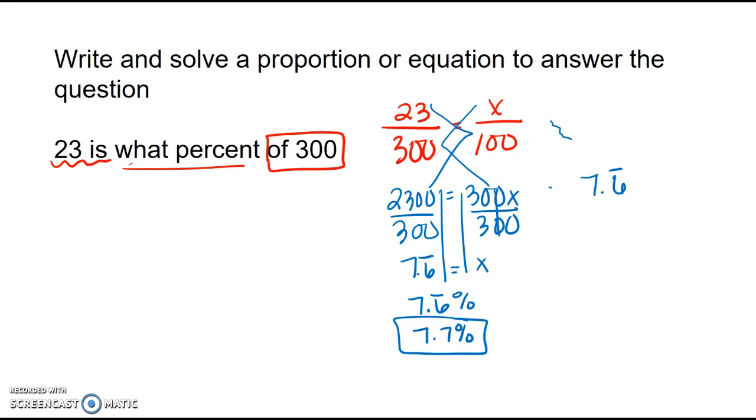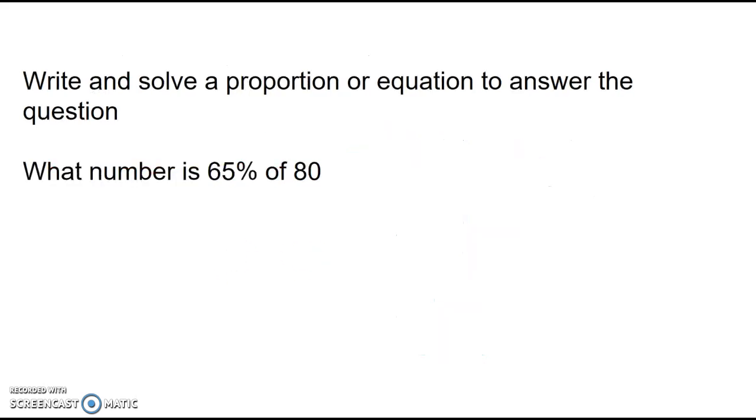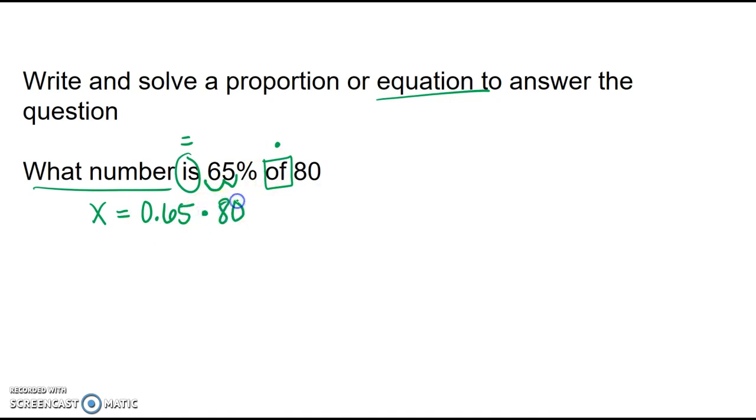I'm going to do one more problem like this, and instead of setting up a proportion, I'm actually going to use an equation this time, so at least you get one of each. So we're going to use the equation. It says what number is, which means equals 65% of, which means multiplication, 80. So what number, I'm going to put x, is equals 65%. I need to turn that into a decimal. And then I'm going to multiply by 80. So I'm going to figure out what my x equals.